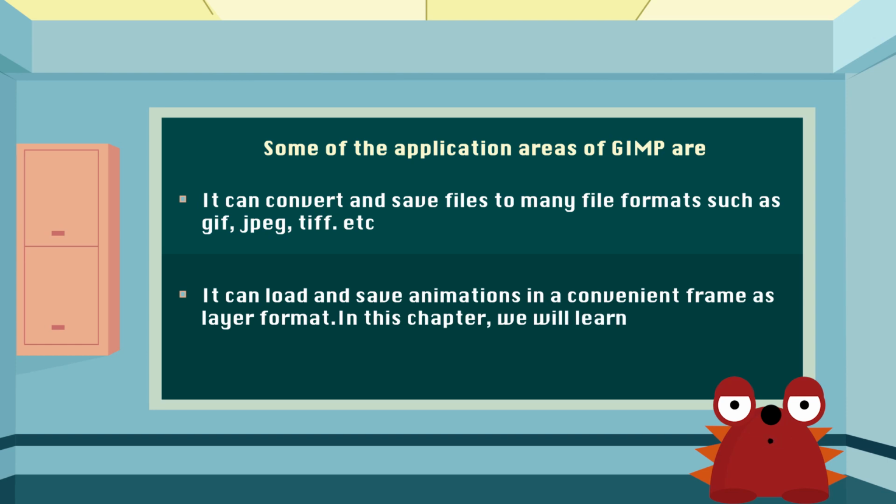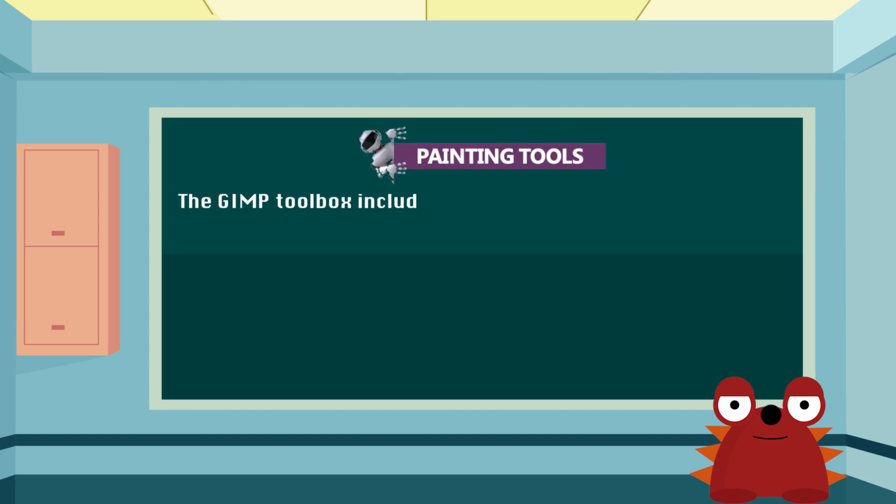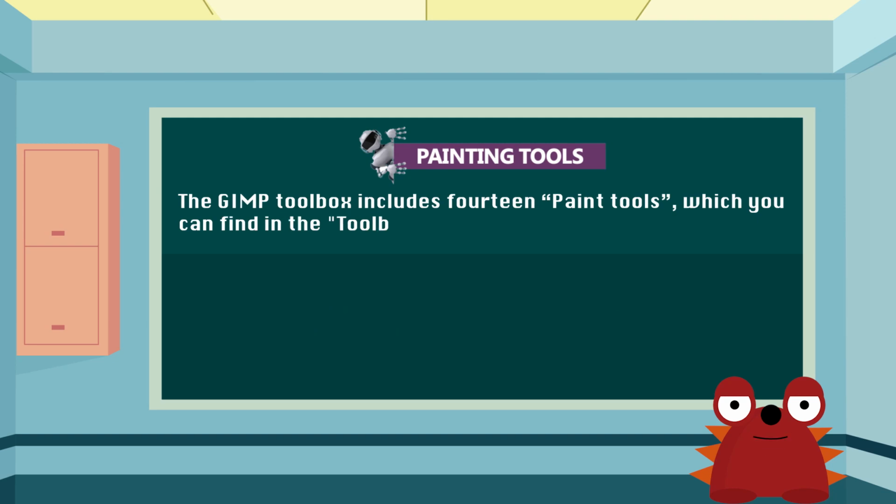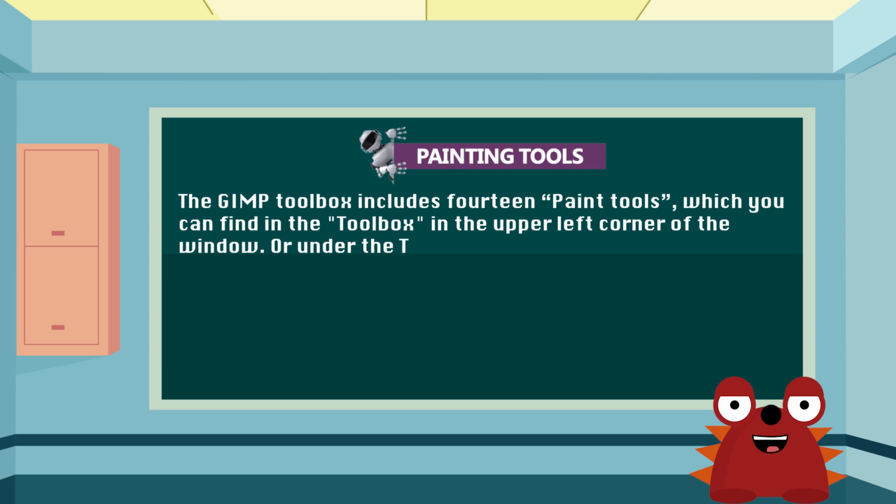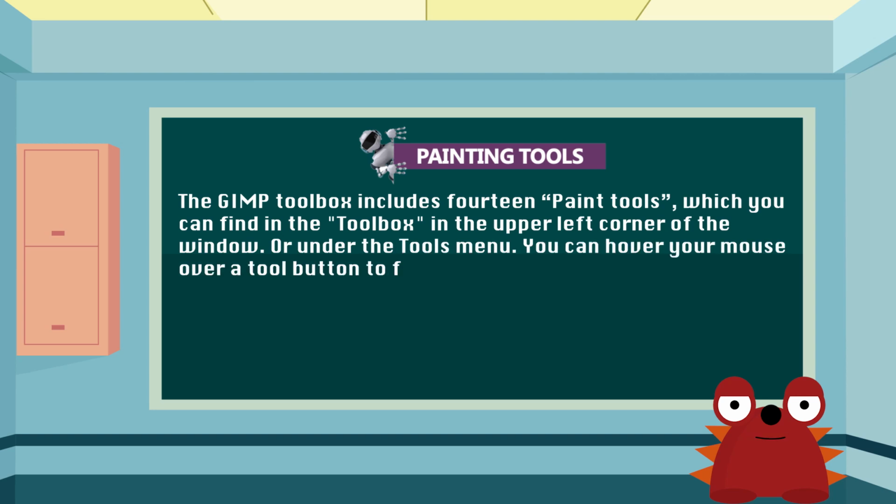In this chapter, we will learn to work with different paint tools available in GIMP. The GIMP toolbox includes 14 paint tools which you can find in the toolbox in the upper left corner of the window or under the Tools menu. You can hover your mouse over a tool button to find out what the tool is for.